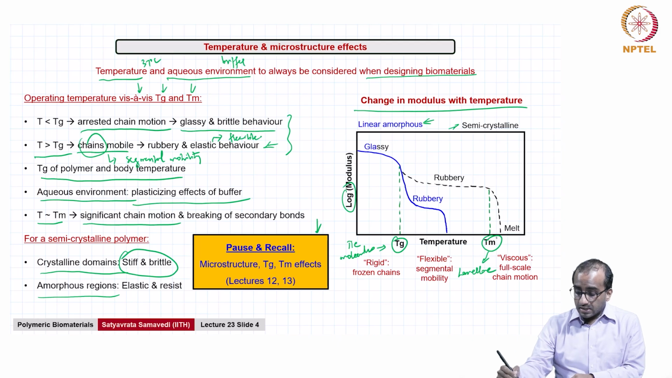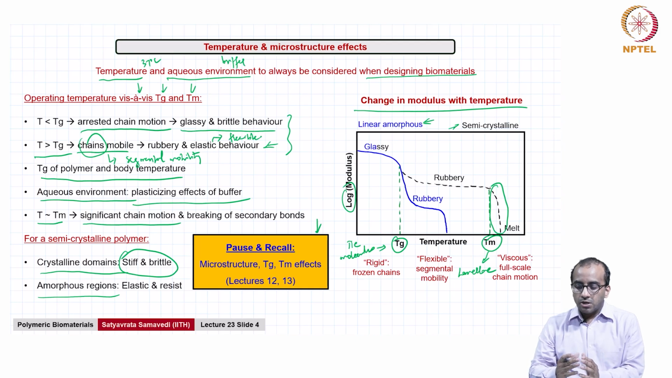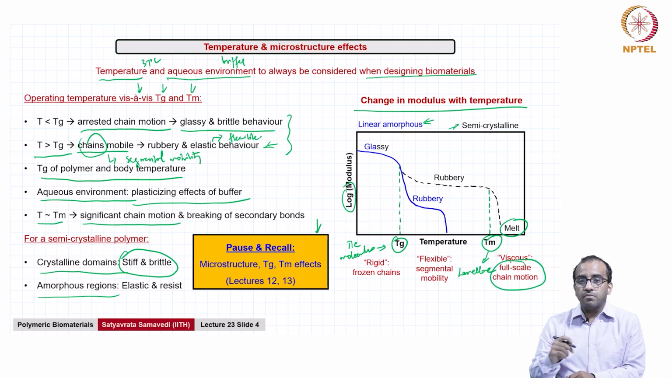So, here at Tm, like I was saying, the melting temperature, at and beyond you see again a dramatic or a drastic drop in modulus, and that is because you have gone from a solid like material to a viscous melt here beyond the Tm. So, the crystallites have all disappeared now, and what you have is no longer a solid polymer, but a liquid or a viscous melt, where you have full scale chain motion as opposed to the segmental mobility that you had just above Tg.